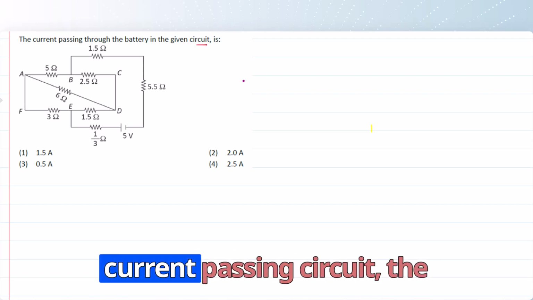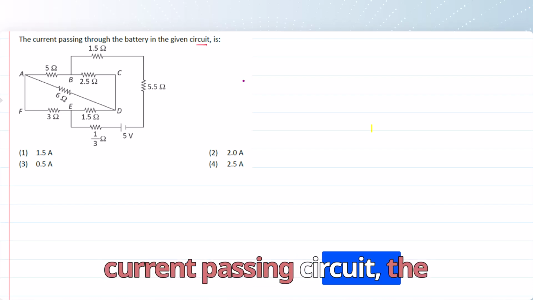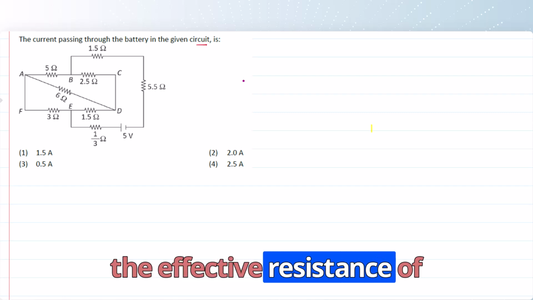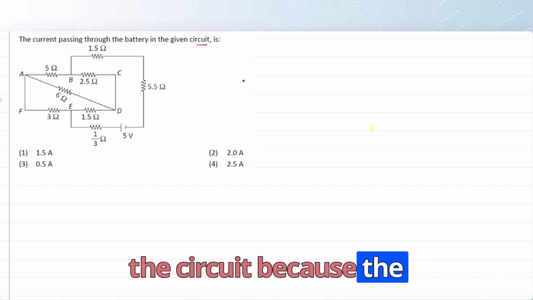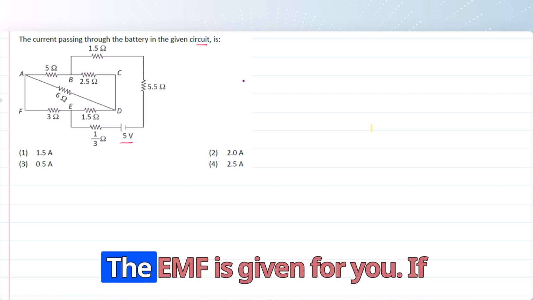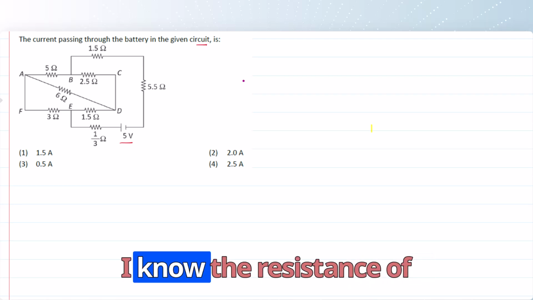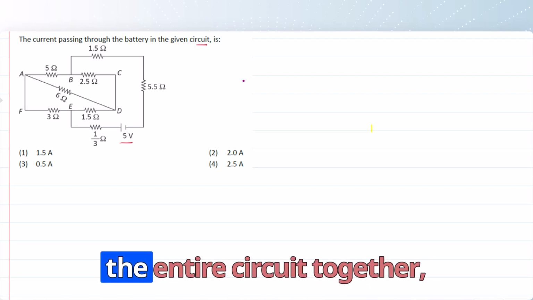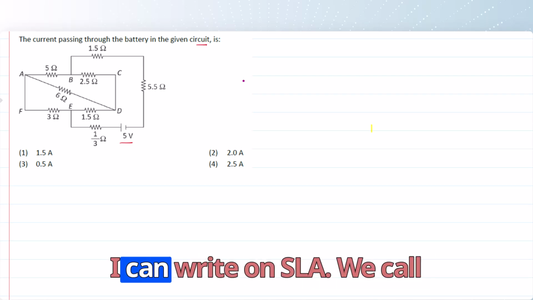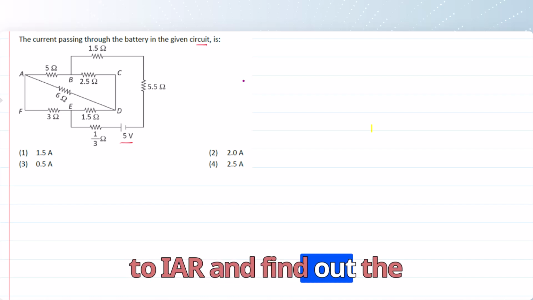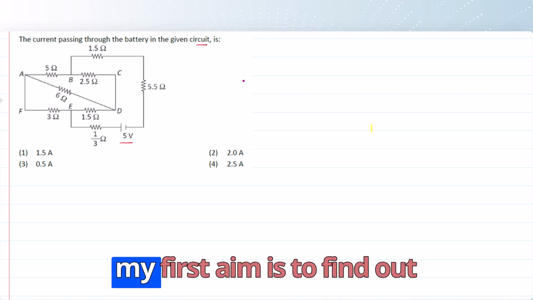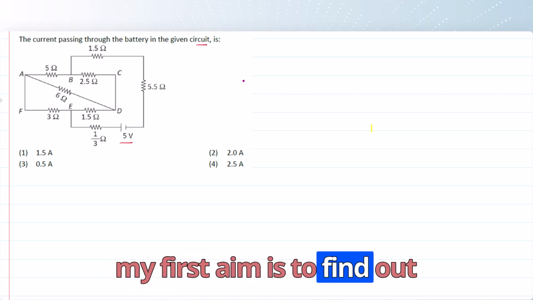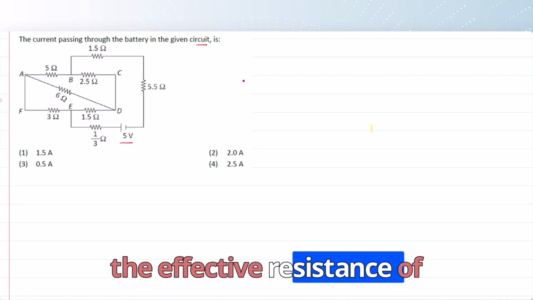If I have to find the current passing through the circuit, the first thing is I have to find the effective resistance of the circuit, because the voltage is given for you, the EMF is given for you. If I know the resistance of the entire circuit together, I can write Ohm's law, V equal to IR, and find out the current in the circuit. So my first aim is to find out the effective resistance of the circuit.